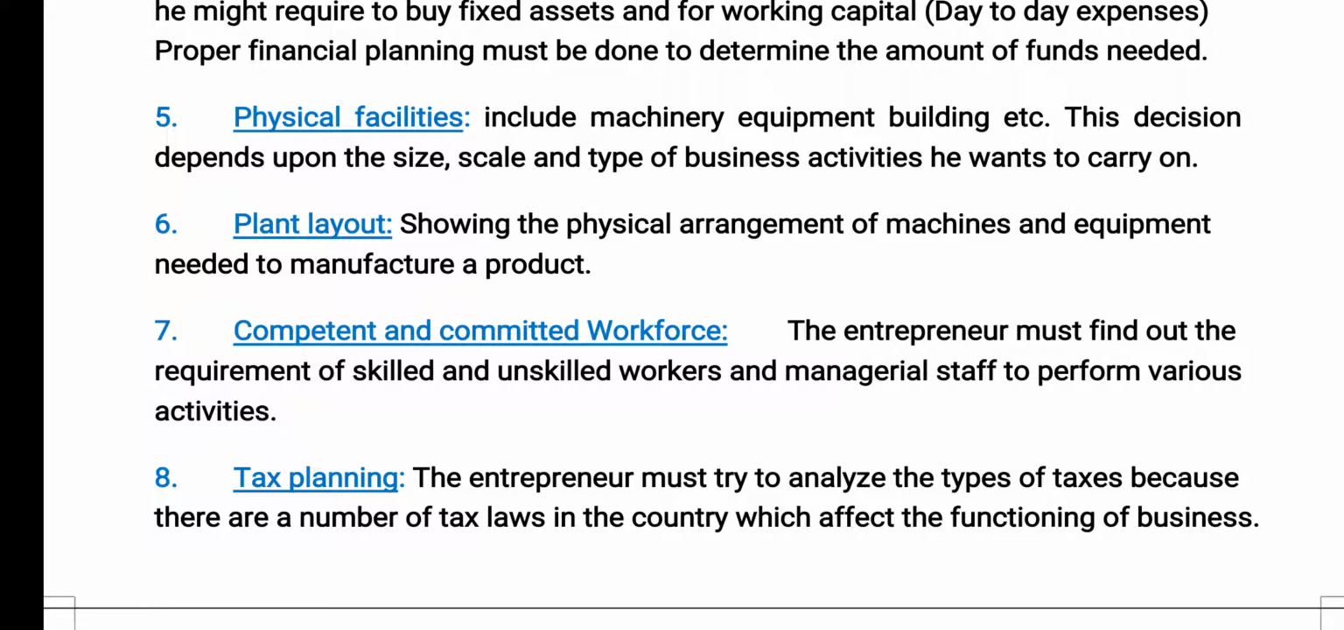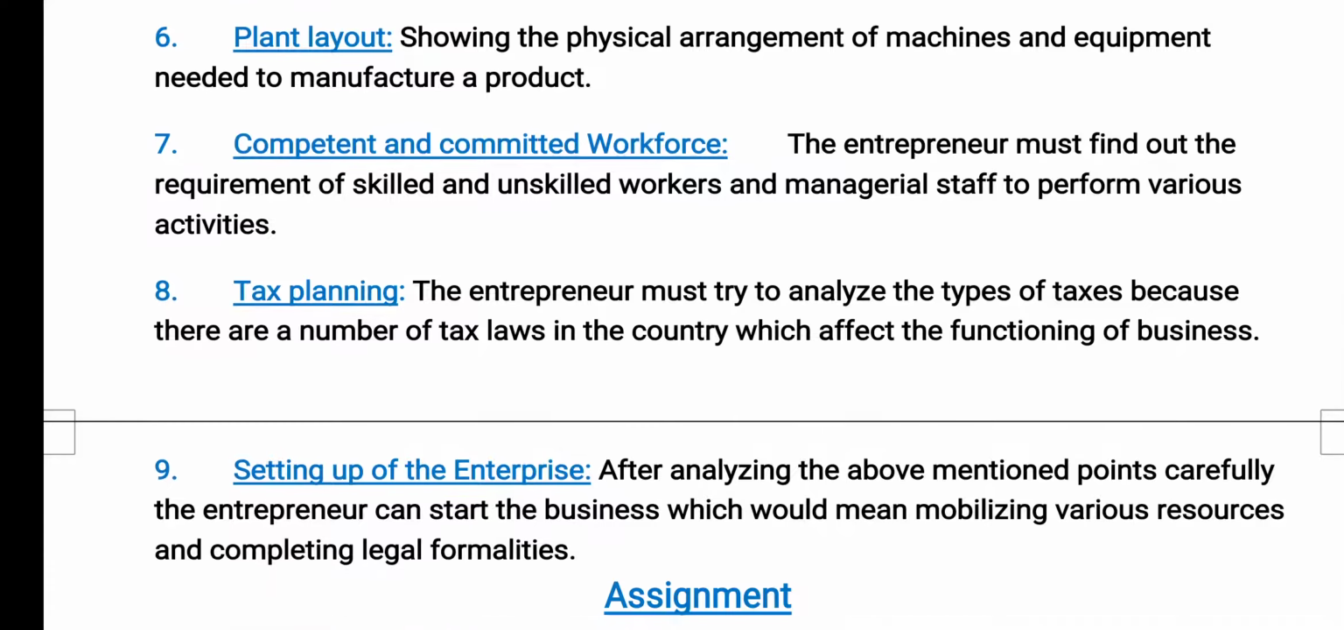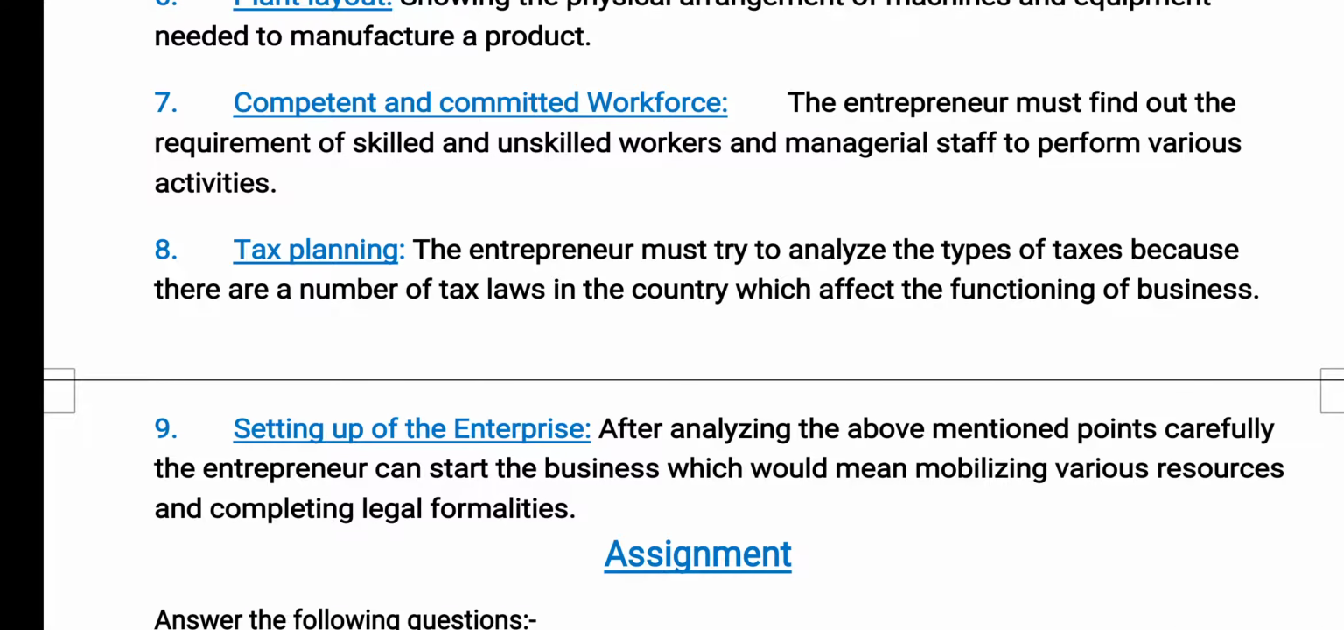Tax planning. The entrepreneur must try to analyze the types of taxes, because there are a number of tax laws in the country which affect the functioning of a business. So you have to go through all the tax planning laws and clauses which have been given by our government.